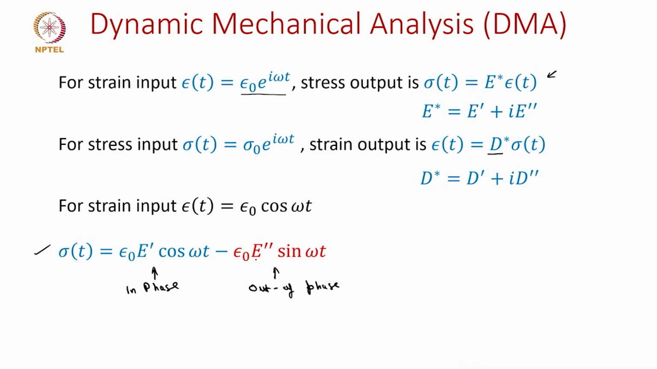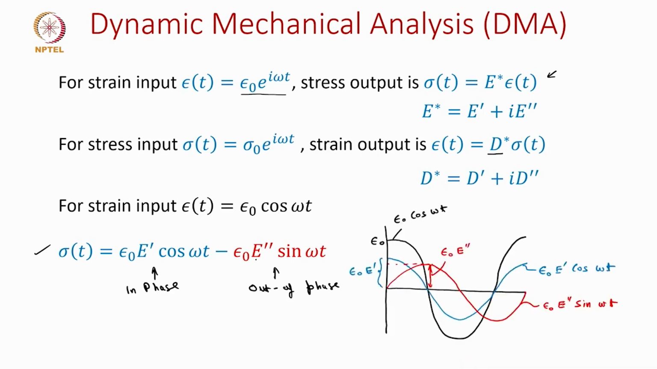We also showed with a pictorial how we can see the input, which is this cos term, written as a summation of two responses, one in phase and the other out of phase. The blue one here is the in phase component and the red one here is the out of phase component.